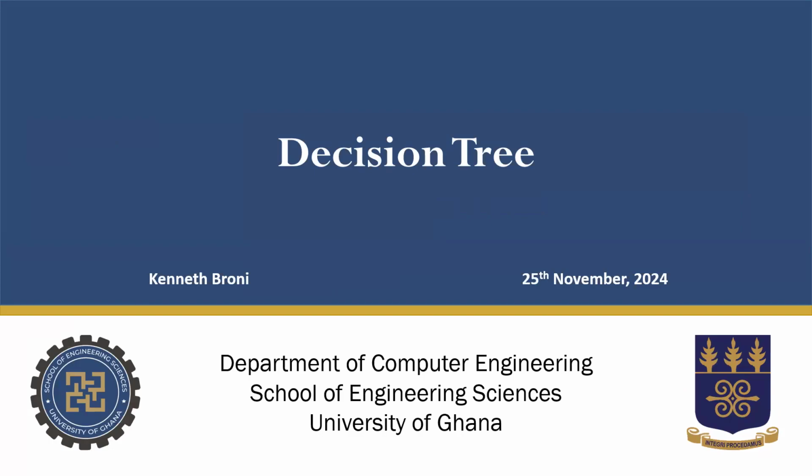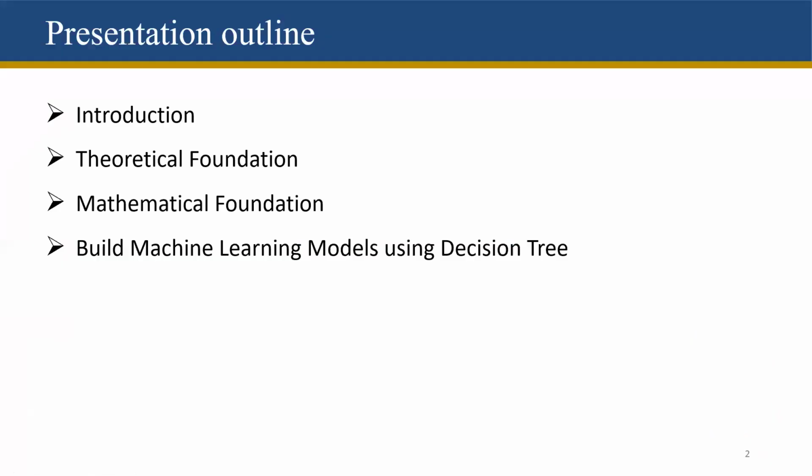So today we are going to look at decision trees, a very popular machine learning algorithm that has a lot of use cases and applications. With that out of the way, now let's look at what we are going to cover today. This is a presentation outline. We are going to look at the introduction, some theoretical foundation of the decision tree algorithm, the mathematical foundation, and then we are going to see how we build machine learning models using this algorithm called decision tree.